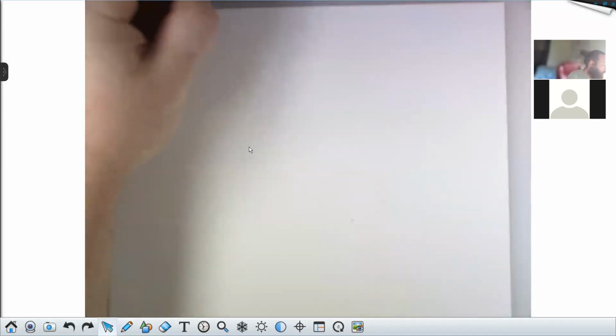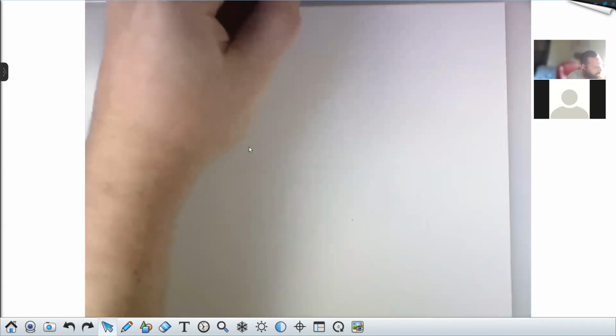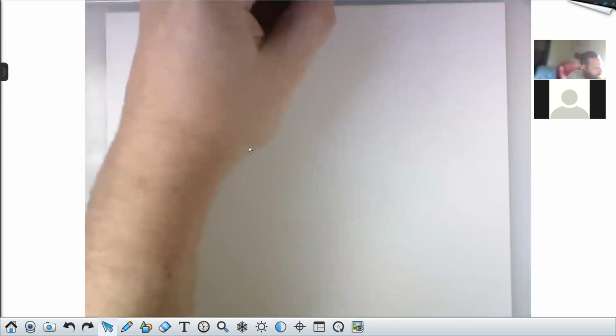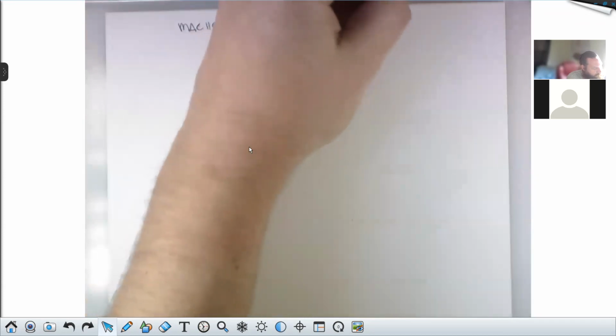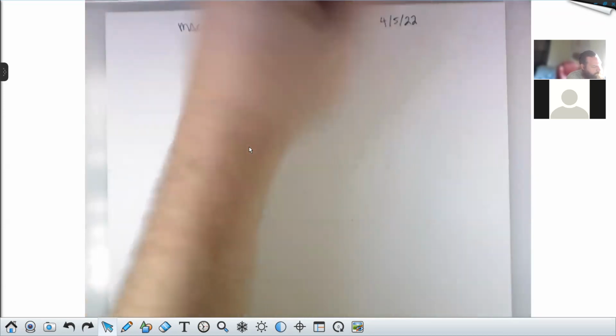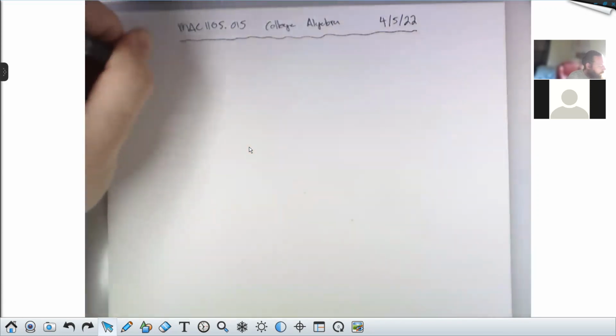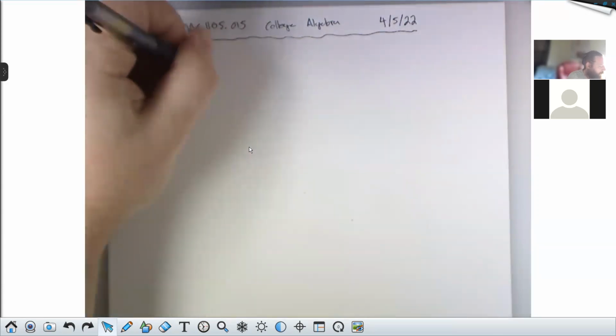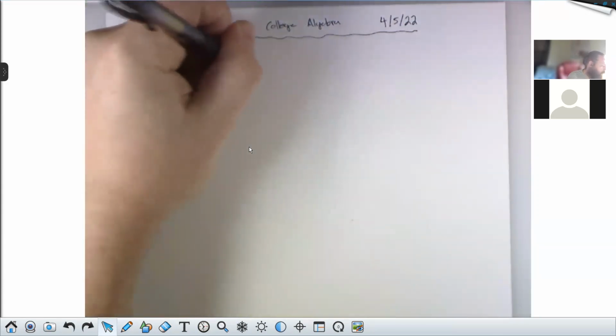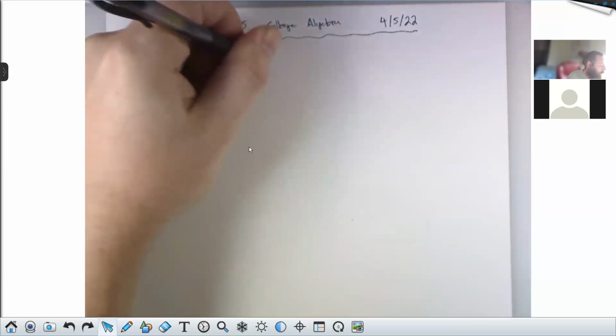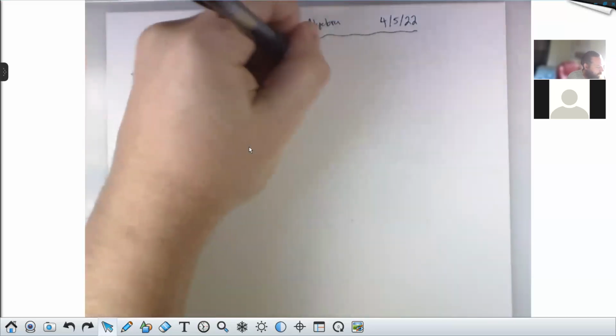This is MAC1105 section 0, which is college algebra. And the date today is the 5th of April, 2022. And today, we're going to talk about log and exponential equations.